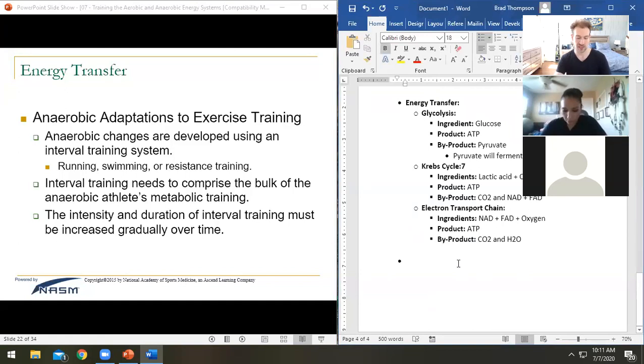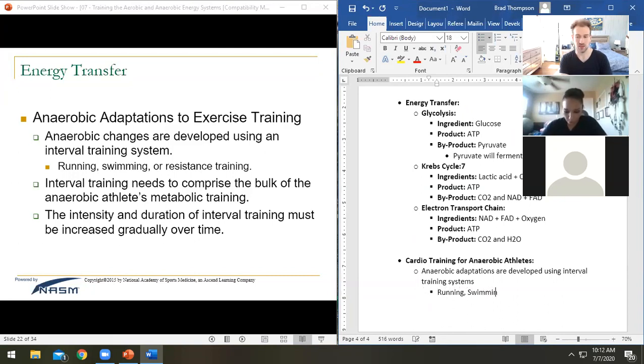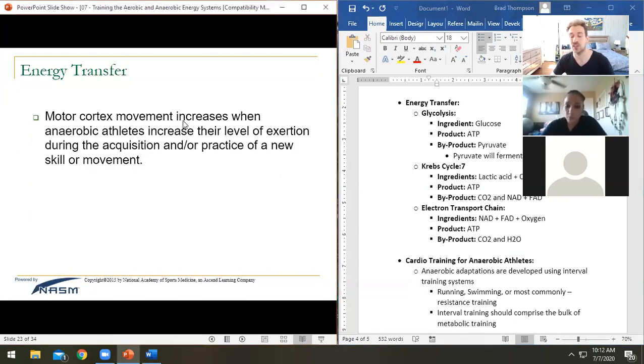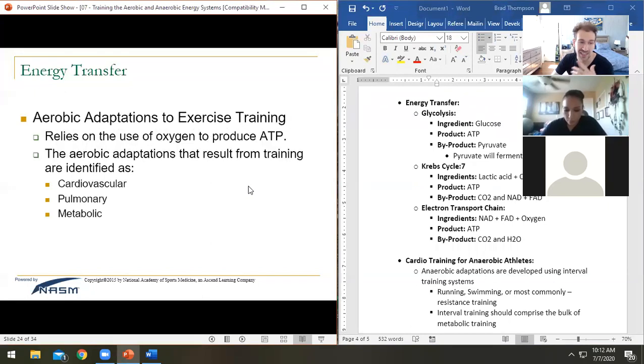So if we're looking at cardio training for anaerobic athletes, anaerobic adaptations are developed using interval training systems, right? They could be running, swimming, or most commonly resistance training. What we want to focus on here is that interval training should comprise the bulk of metabolic training. That's going to be the best one, okay? And you're going to see neurological changes there, and metabolic changes there. Your body's going to adapt to that high intensity, okay?